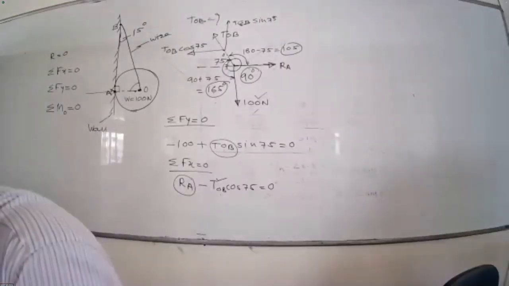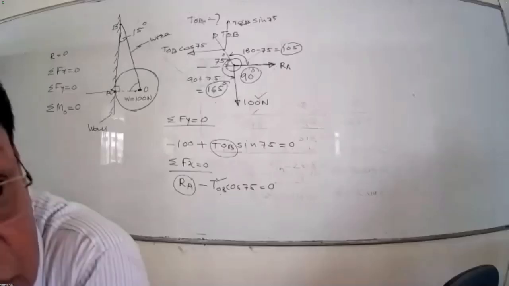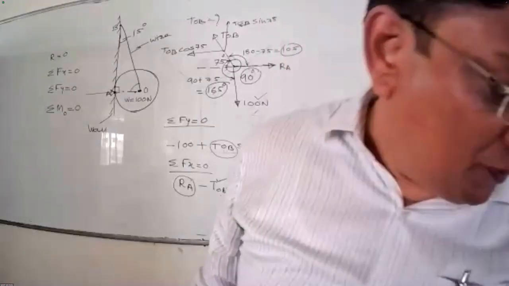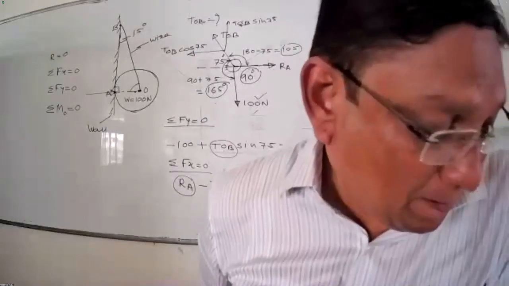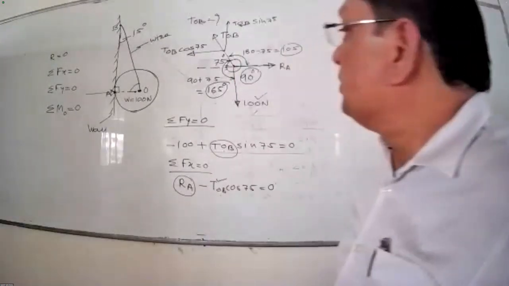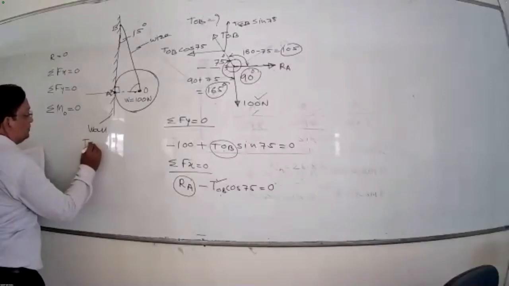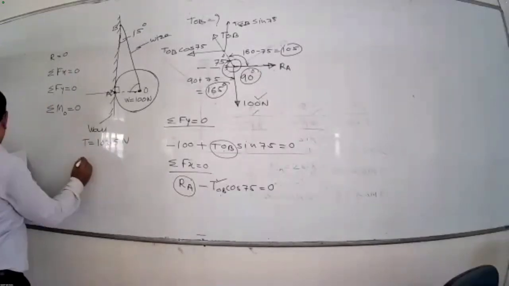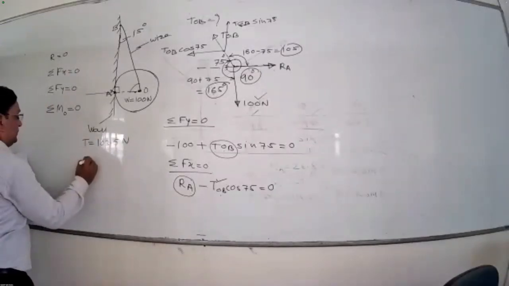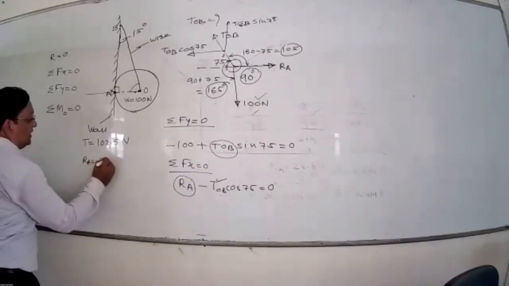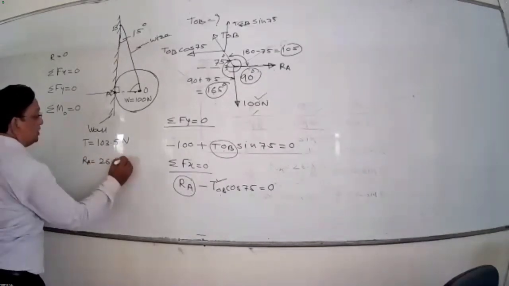Sir, is the answer 26.79? Answer T is 103.5. T is equal to 103.5. You can tell me, I will write the answer over here. Here I am getting T is equal to 103.5 Newton, and RA I am getting 26.8. If you have the calculator, you can calculate.